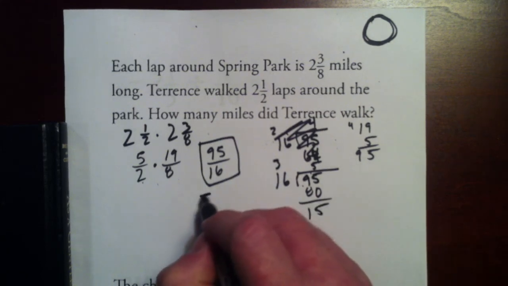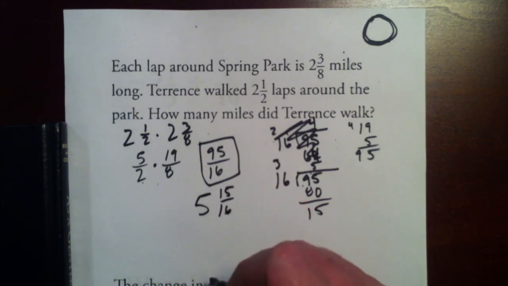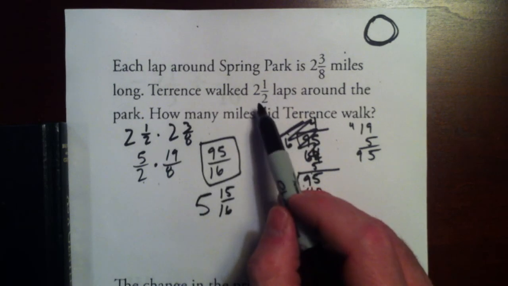So we have 5 and 15/16 miles. That is how far Terrence walked, because he walked 2.5 laps.